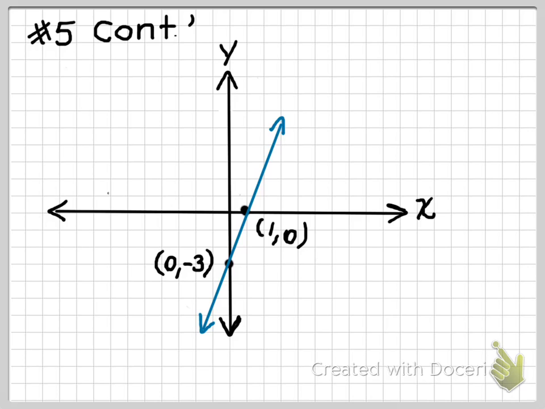Now we only need 2 points to plot a straight line. So we found the x-intercept, (1, 0), and the y-intercept, (0, -3). The y-intercept is always on the y-axis, the x-intercept is always on the x-axis, and it's very easy to plot when the points are on the axes themselves. So we just connect the 2 points and we have our straight line. You can find a third point as a test point, but given the fact that this method is so simple, it's unlikely that you would make an error.